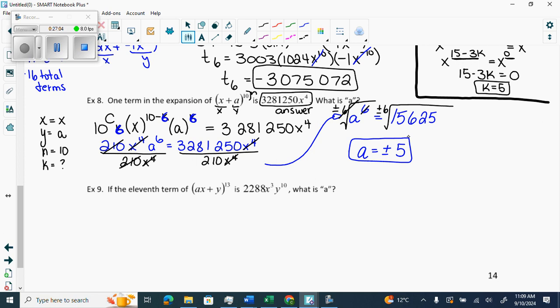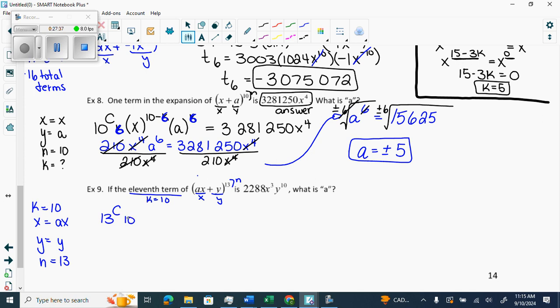You guys try 9. This one was easier than the last one because it gave the 11th term, which means k equals what? 10. And then our x, our y, and our n. So k equals 10, x equals ax, y equals y, and n equals 13. I'm very curious if you made the oopsie. Let's see. Okay.